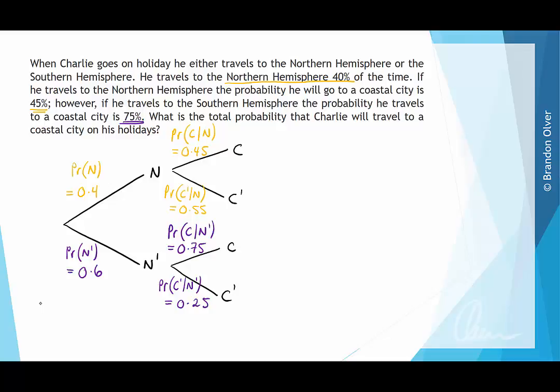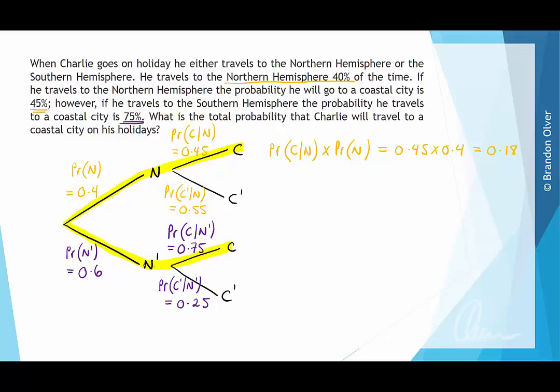So the two branches of the tree that result in him going to a coastal city: he could go to the northern hemisphere and then go to a coastal city, or he could go to the southern hemisphere followed by a coastal city. So the probability of him going along this top branch is equal to the probability that he goes to a coastal city given he's gone to the northern hemisphere times the probability he's gone to the northern hemisphere, which is equal to 0.45 times 0.4. And if you do that calculation on a calculator or in your head, you find it's 0.18.